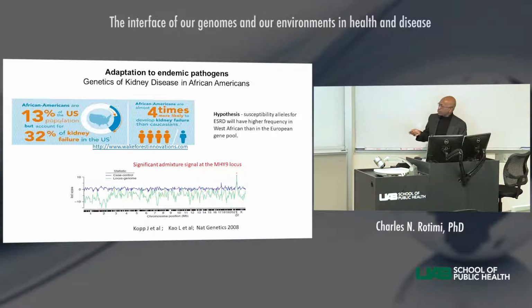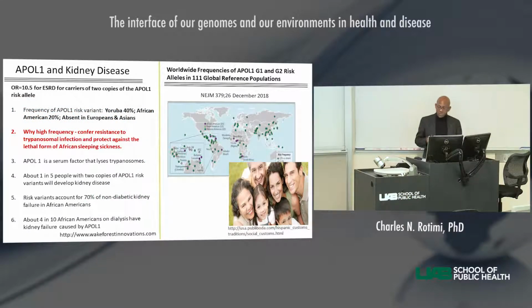In 2008, these 2 papers were published together in Nature Genetics that picked up this variant on chromosome 22, which was originally thought to be the MYH9 locus, which again was quite logical in terms of kidney disease. But on sequencing, it turned out that the culprit is 2 variants in the APOL1 gene that had an odds ratio of almost 11. What was really outstanding is that the frequency was quite different in different populations. Among the Yoruba, it was about 40%, among African Americans about 20%, and absent in Europeans and Asians for the most part.